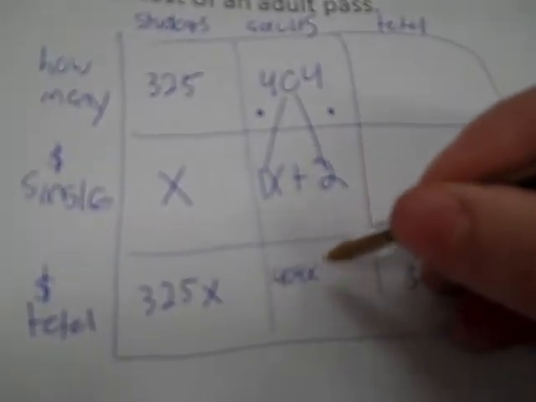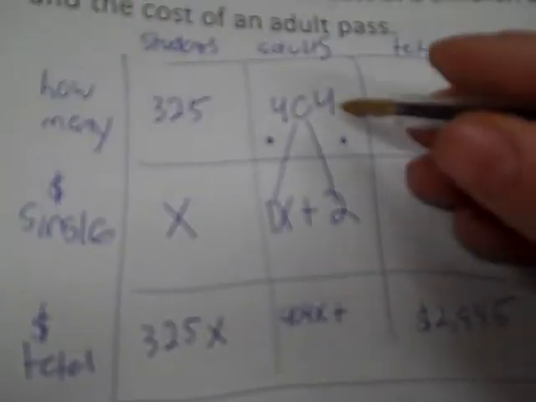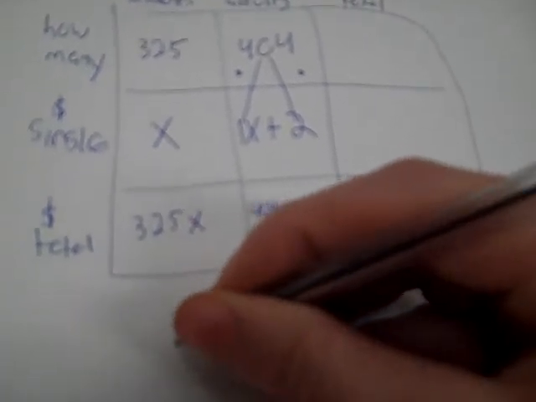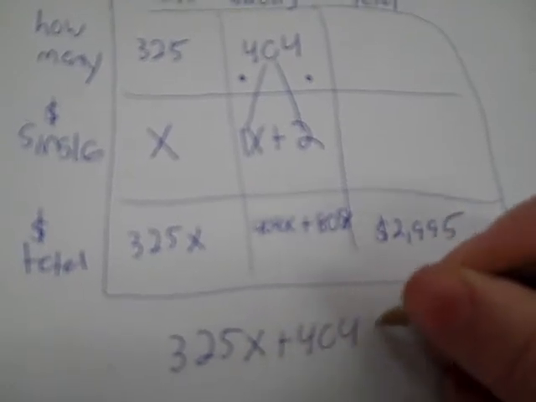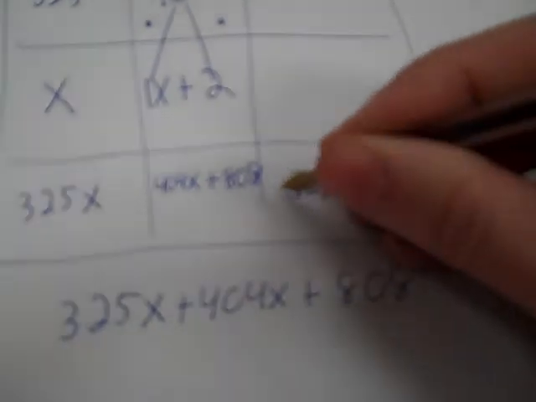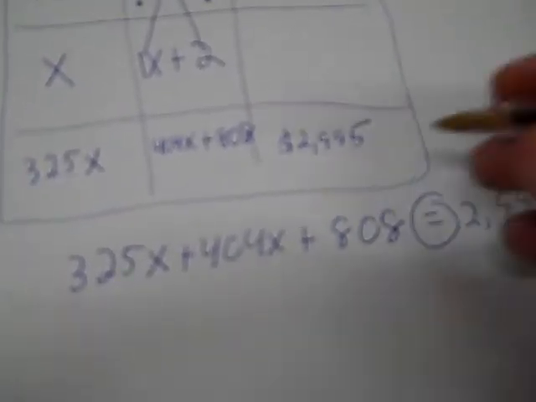404x. Plus, and then 404 times 2 is 808. So I have 325x plus 404x plus 808 equals 2,995. Okay, here's the equals and the x's.